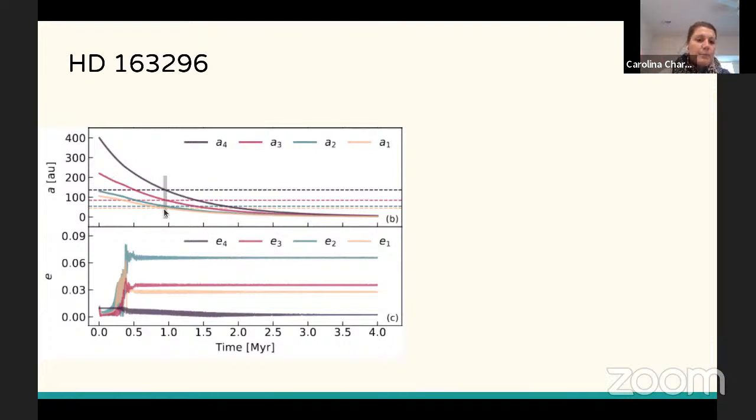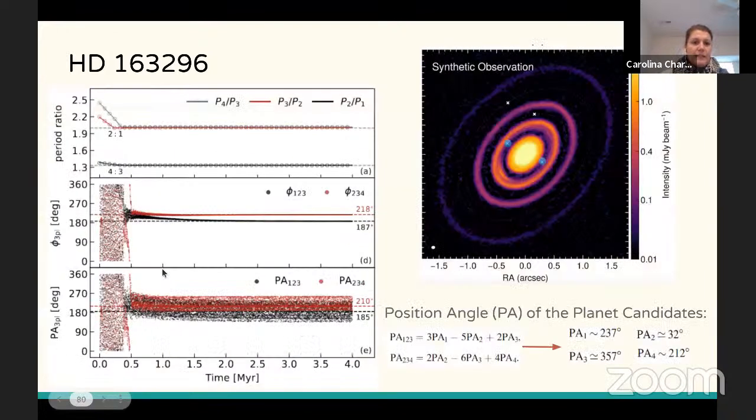And we see that there is a point in time, which is around 1 million years after the beginning of the simulation, where all the planets can cross the current semi-major axis at the same time, with an eccentricity that is not so high. And because of that, we see that the planets are in mean motion resonance, and we can compute the three planet angles between them.